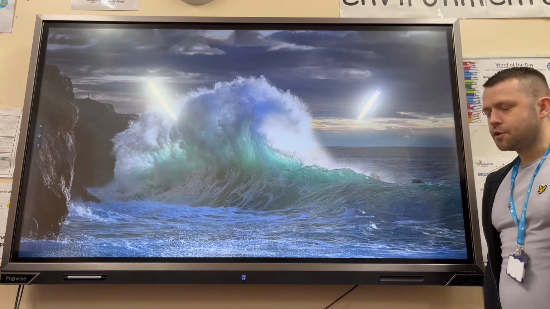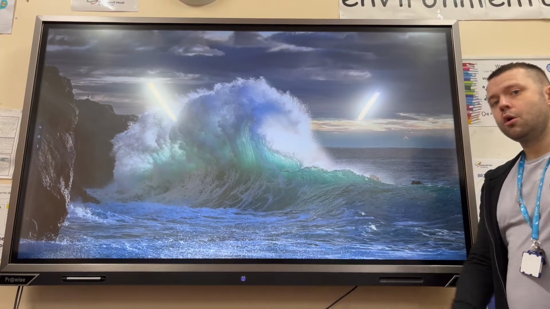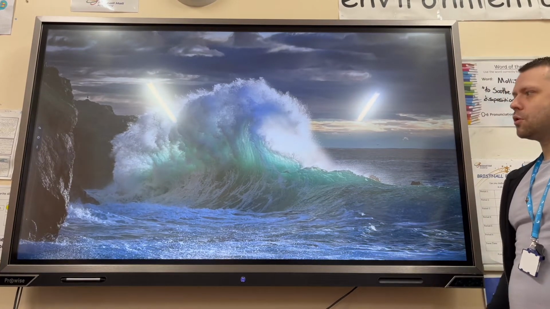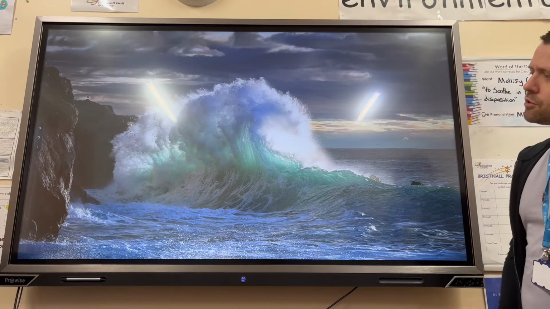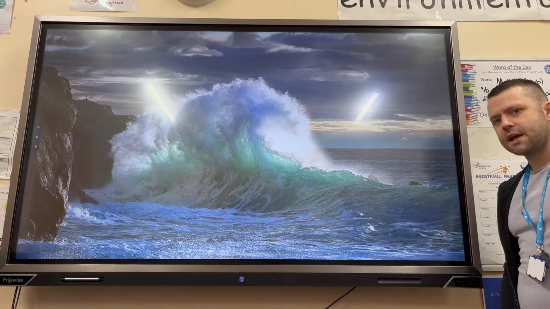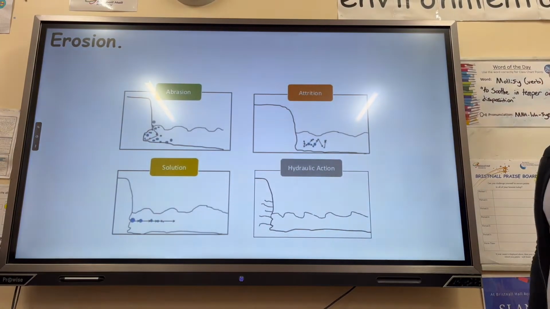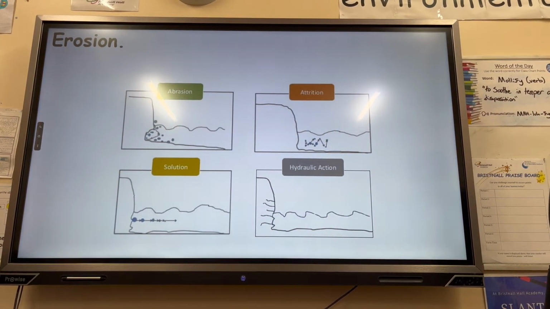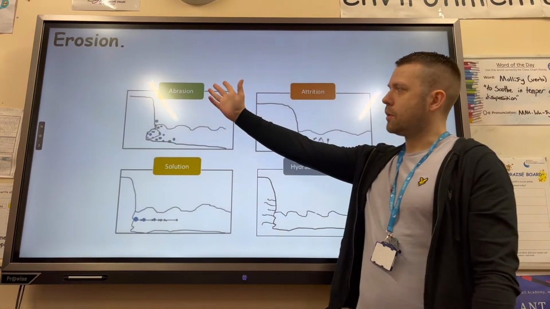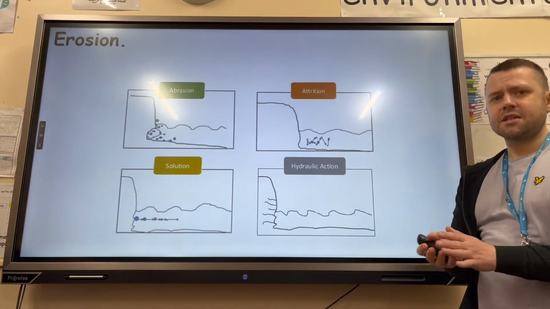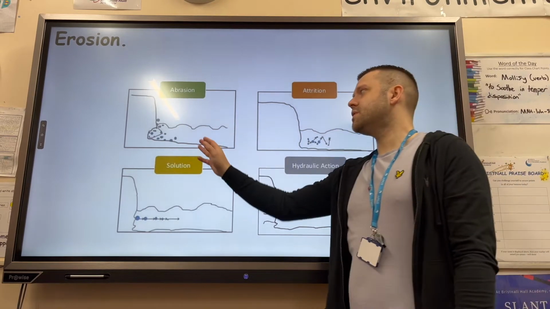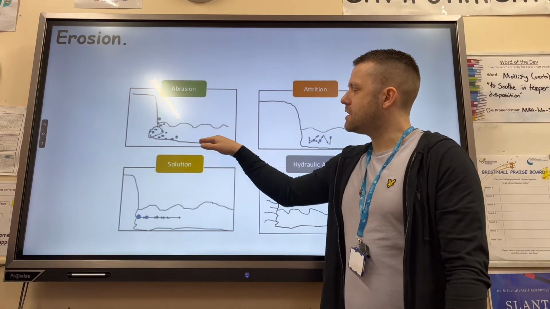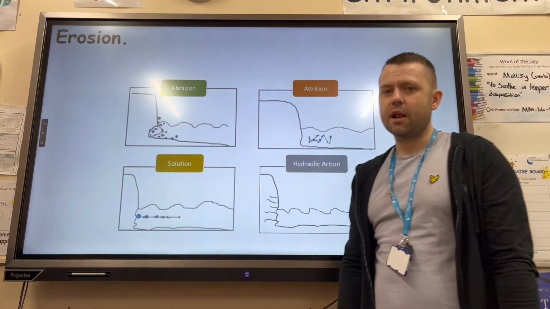When a wave moves up the beach, it's called swash. When gravity pulls it back down, it's called backwash. And waves are responsible for erosion, transportation and deposition along the coastline. There are 4 types of coastal erosion that we need to be aware of. The first one is called abrasion. Abrasion is like the sandpaper effect. Sediment in the sea is either scraped along the seabed or hurled at the base of the cliff, causing it to erode away.